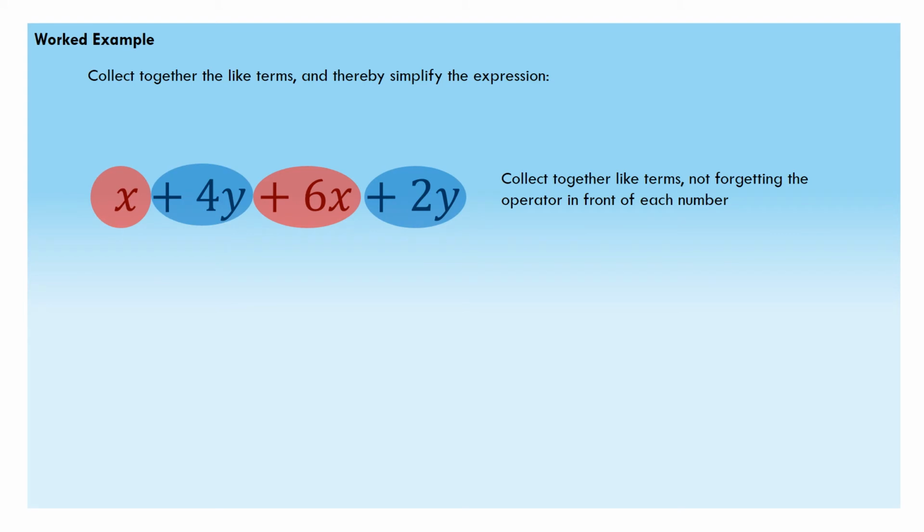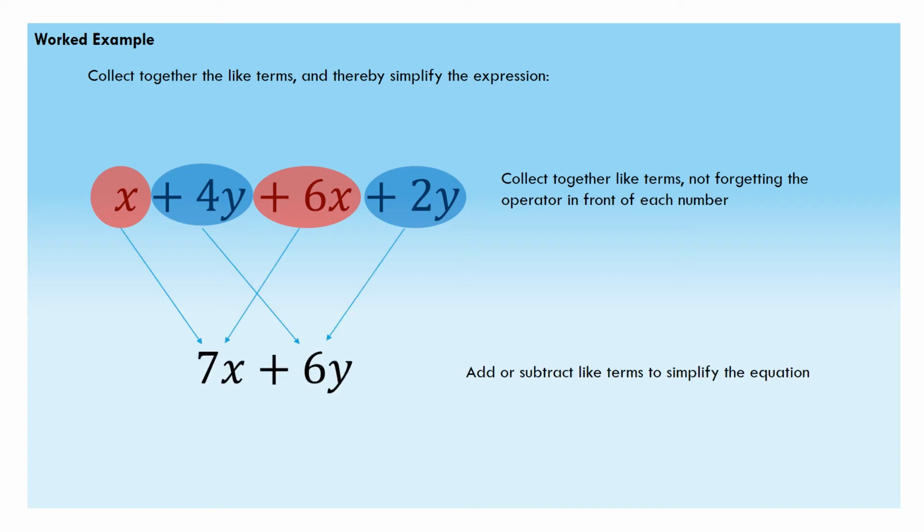So x and 6x are like terms. And we must remember that there may be an operator in front of each number. So there is a plus operator in front of the 6x there, so we've got to include that. We then add or subtract those terms to simplify the equation.